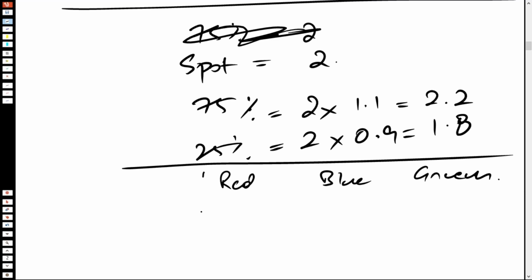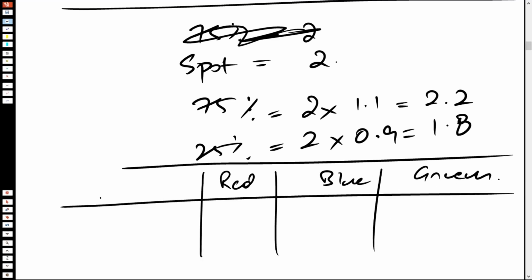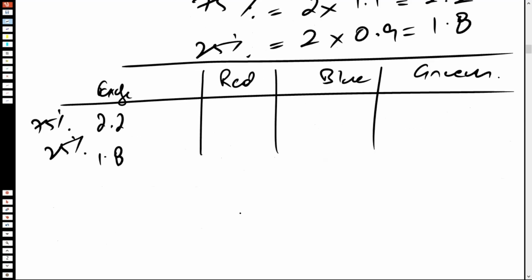So you could produce either of the red, either of the blue, either of the green. The exchange rate could be 2.2, the exchange rate could be 1.8. There's a 75% chance this is going to happen, and a 25% chance that this is actually going to happen. Now, what is it that you need to do? You need to actually calculate the profits.